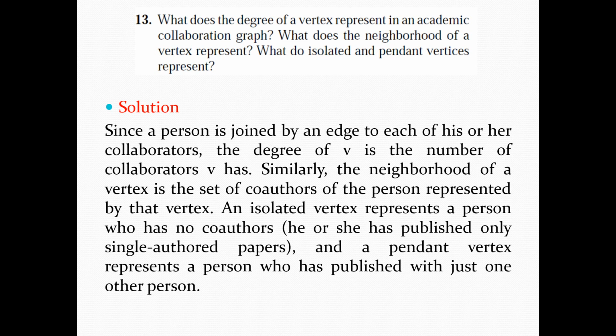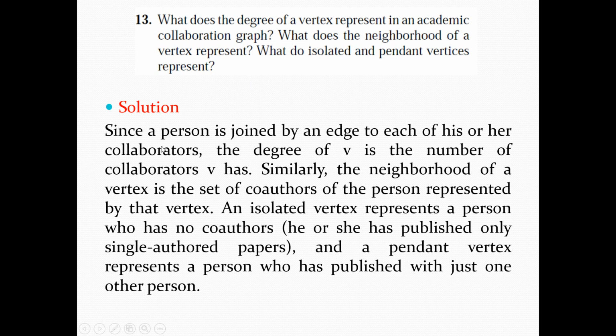So there are a few questions from the exercise. Question number 13. What does the degree of a vertex represent in an academic collaboration graph? What does the neighborhood of a vertex represent? And what do isolated and pendant vertices represent? So, what does the degree of a vertex represent in an academic collaboration graph?